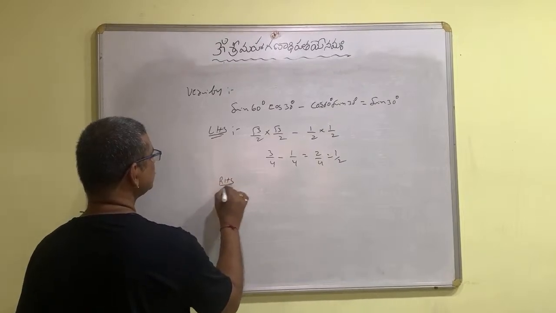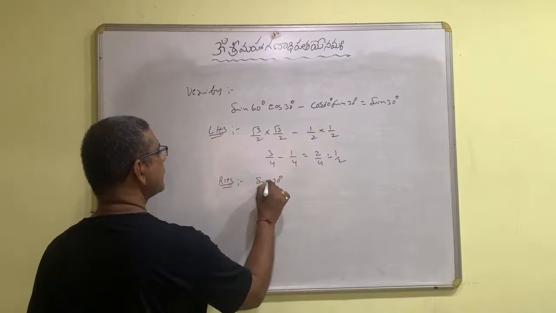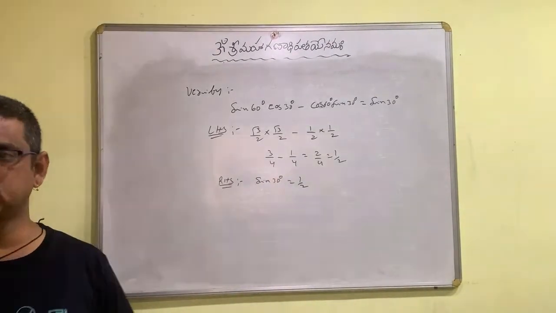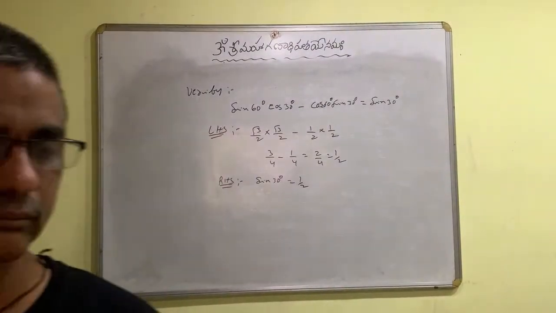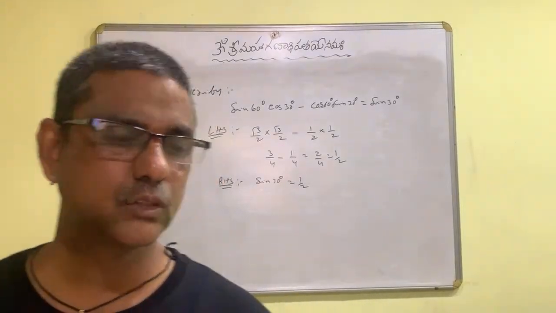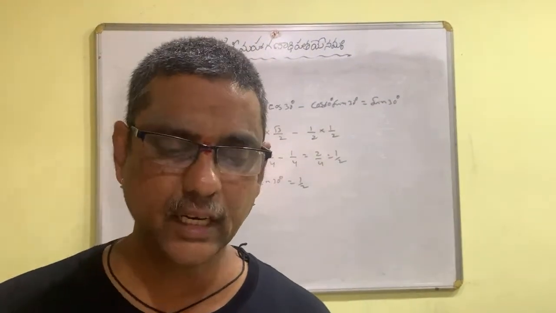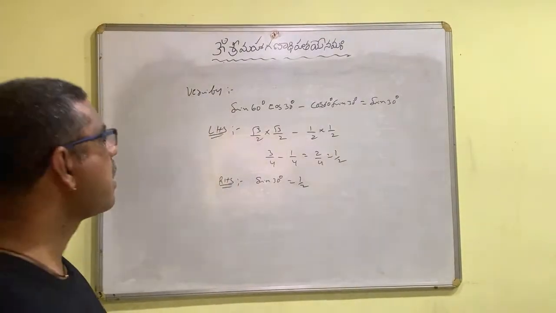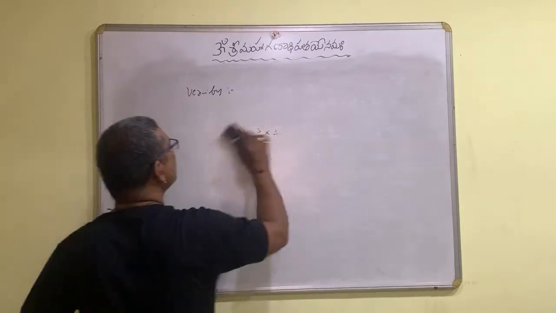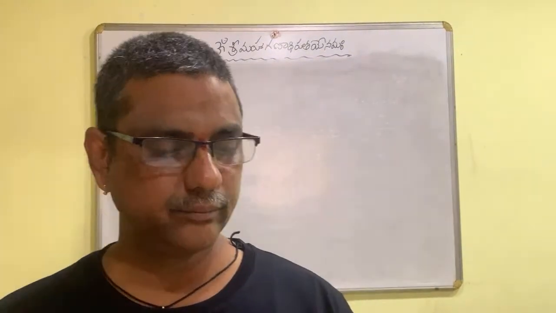RHS, sin 30, we know it is 1 by 2. So both are equal. Both are equal. So verification done. Is that understood? Yeah, next question.